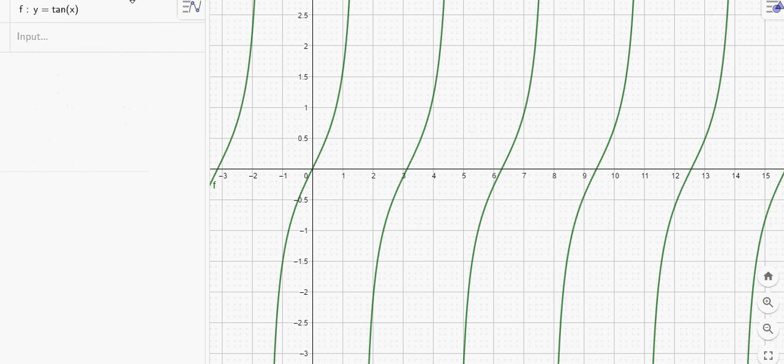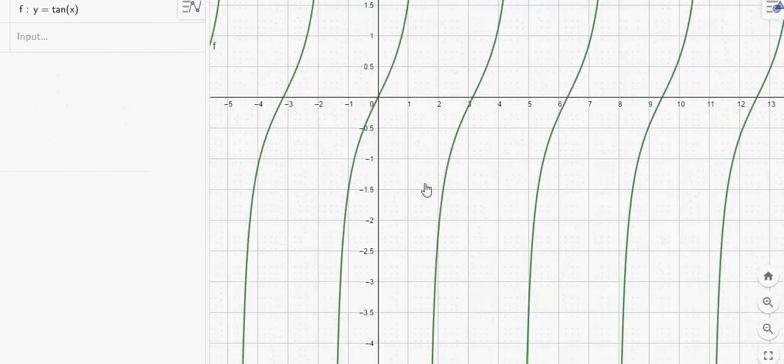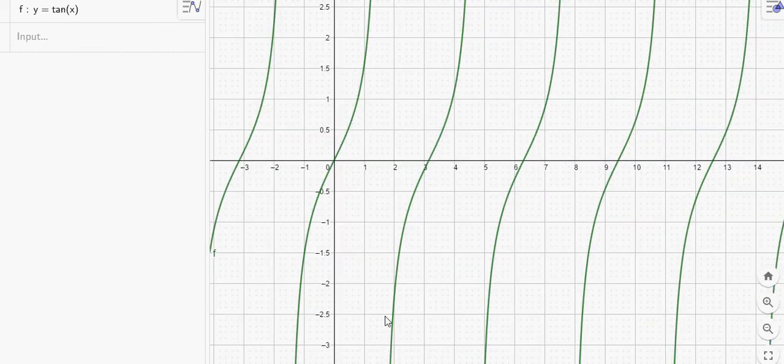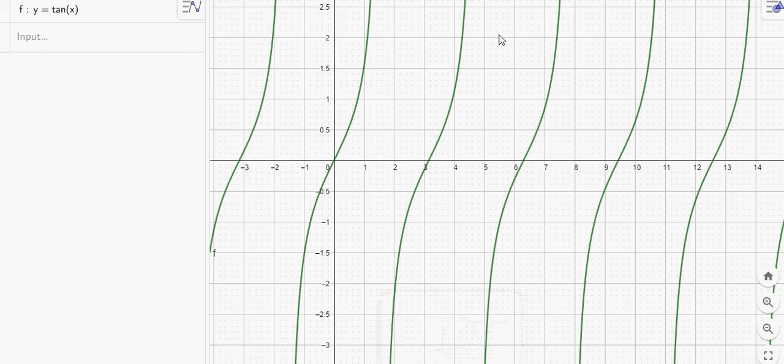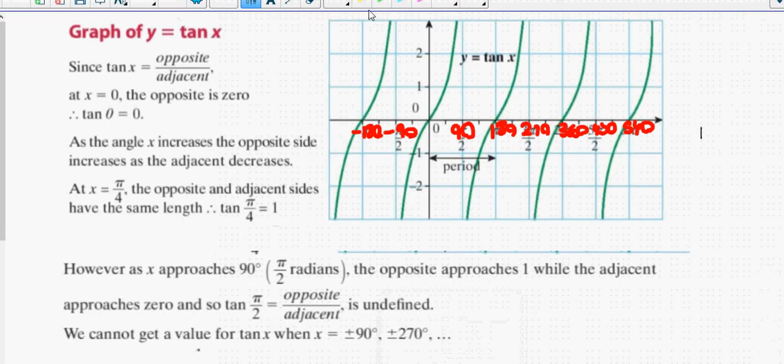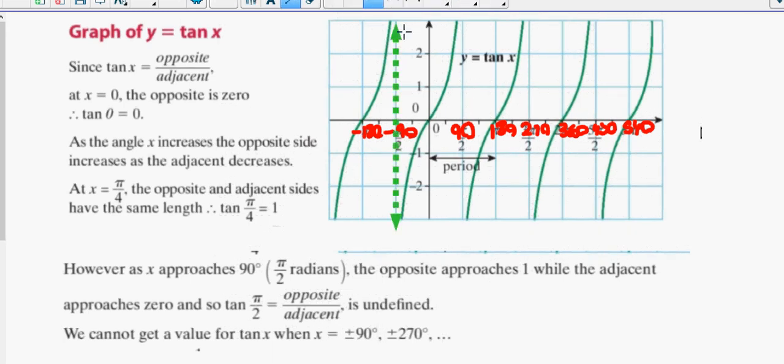You can see this graph here, and you can see that there are certain vertical lines that it just can't get through at all. That's because tan is undefined. Remember the math errors. These vertical lines at x equals minus 90 degrees, x equals 90, x equals 270, and x equals 450 are what are known as vertical asymptotes.